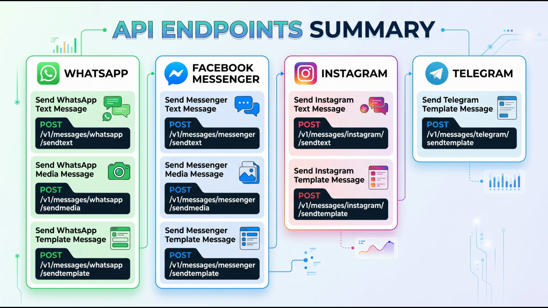Supported messaging channels. The Messages API supports multiple communication channels. For WhatsApp, you can send text messages, media messages, and template messages. For Facebook Messenger, you can send text messages, media messages, and structured template messages. For Instagram, you can send text messages and template messages. For Telegram, you can send template-based messages with buttons.